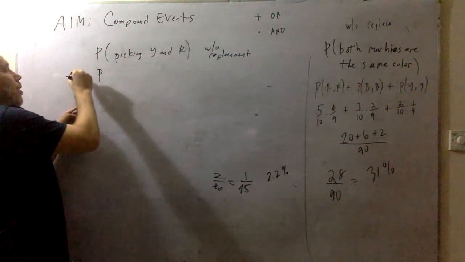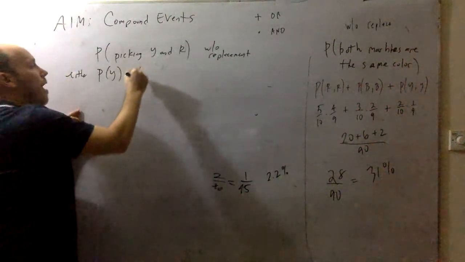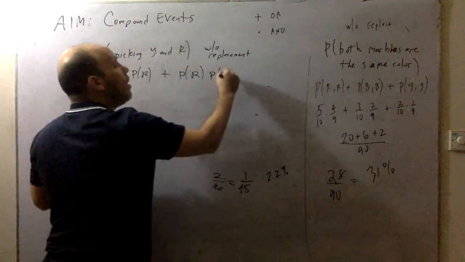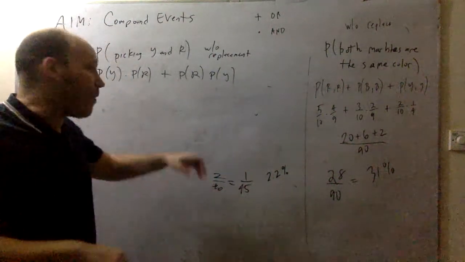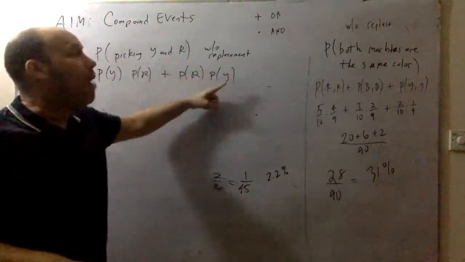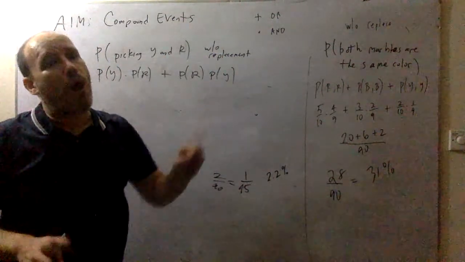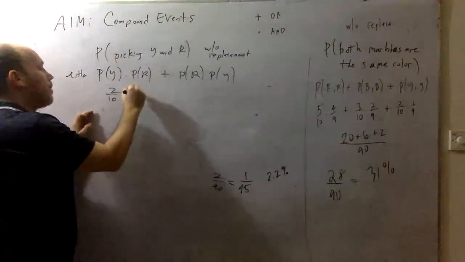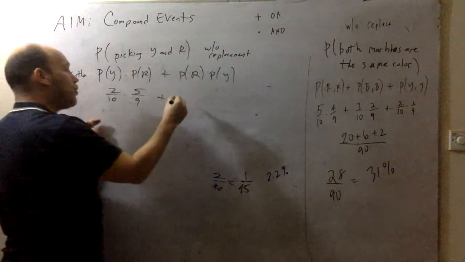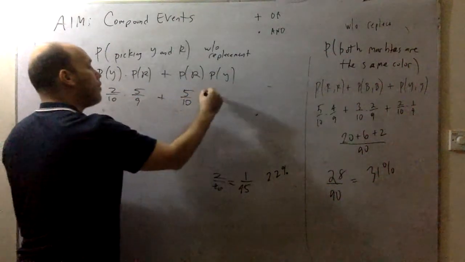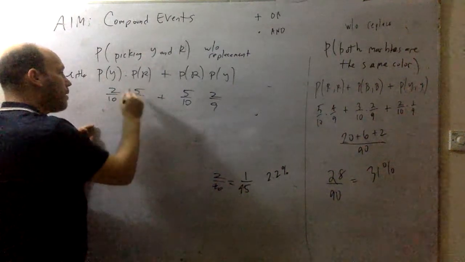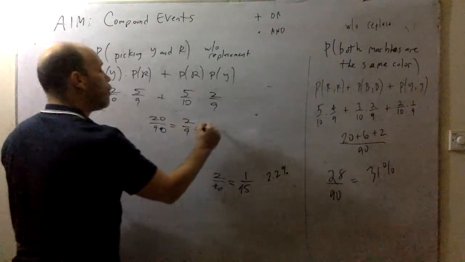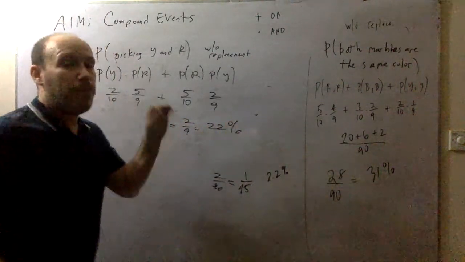So it's either you pick yellow first and red second, or you pick red first and yellow second. If you're replacing it, it doesn't matter. You do have to acknowledge that there are 2 possible outcomes. But if it's without replacement, it affects the probability, and you need to pay attention to that. So once again, we have 2 over 10 times 5 over 9 plus 5 over 10 times 2 over 9, which is 20 over 90, which is 2/9, which is 22%.